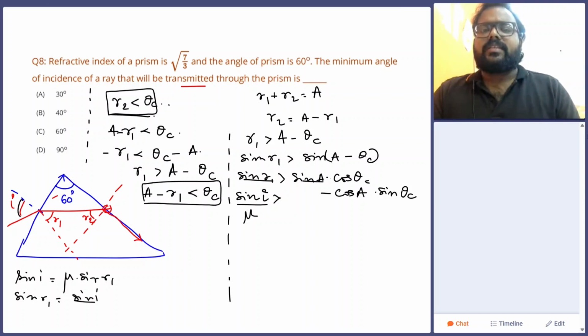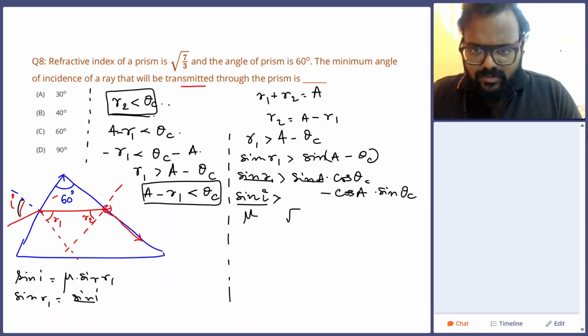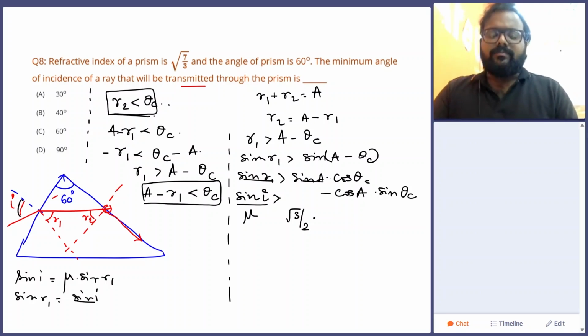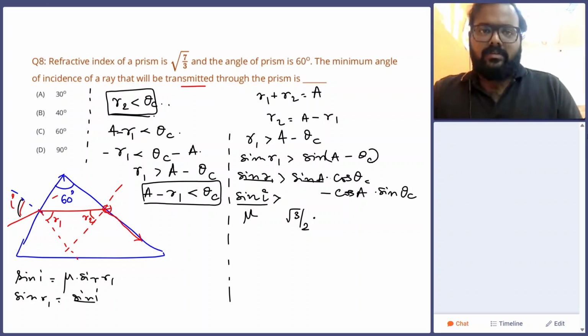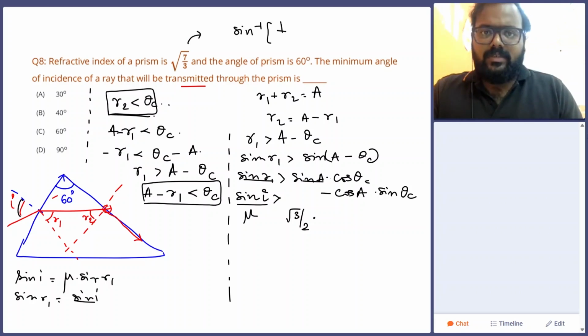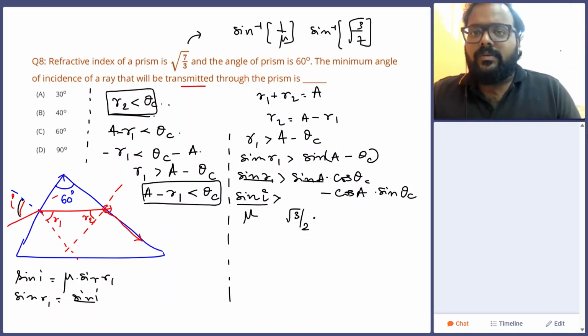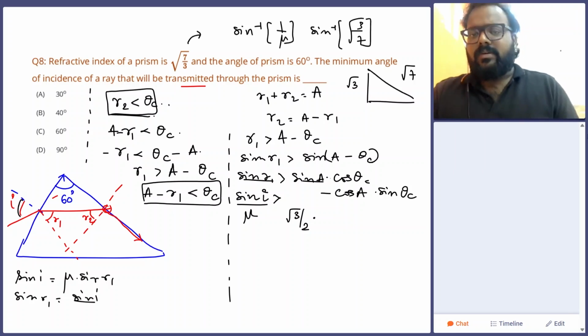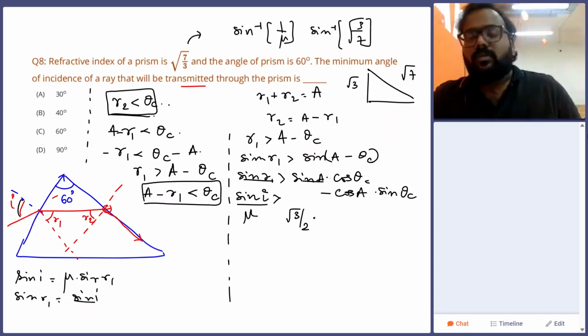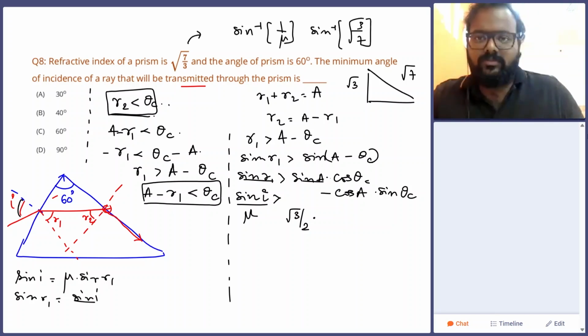Which means it will be sine I by mu, that is greater than, what is sine A? A is 60. So I'll write it here, root 3 by 2 into, what is critical angle? Theta C. Now, what is critical angle? Sine inverse 1 by mu. So sine inverse root 3 by root 7. So this is root 3, this is root 7. Now what will this be? Root 7 squared minus root 3 squared is 4. So it will be root 4. This is theta C.